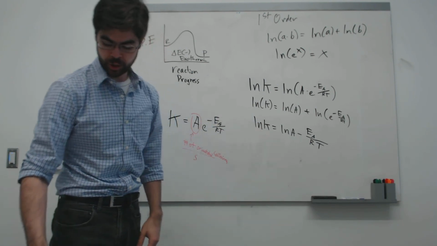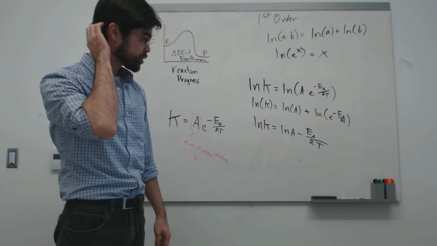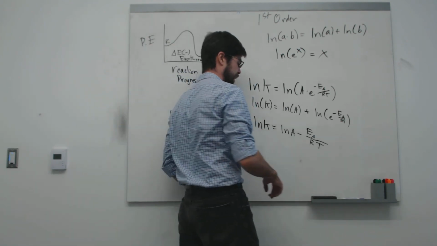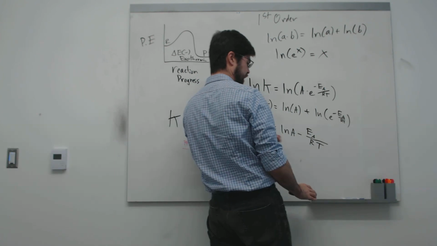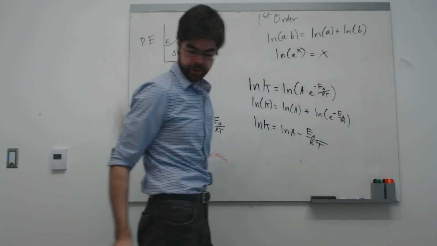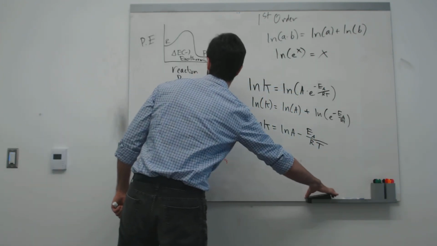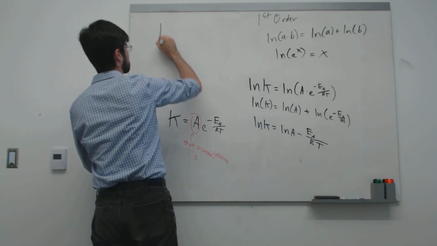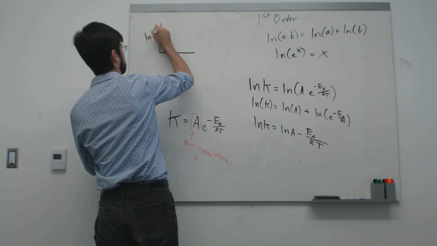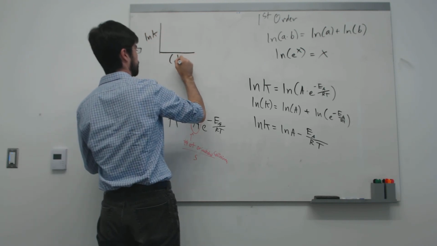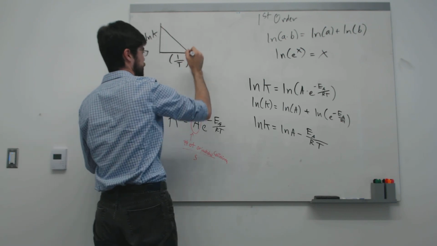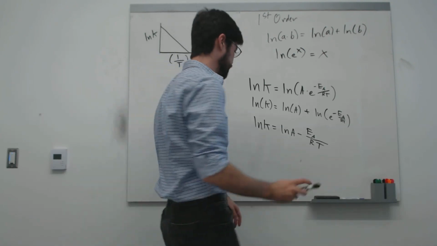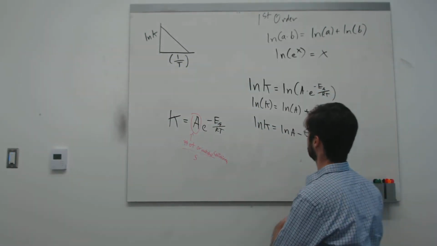Why is this equation useful? Well, if you measure the rate constant at various temperatures and you plot natural log of k versus 1 over temperature, you will get a straight line. So if I plot natural log of k versus 1 over the temperature, I get a straight line. Why do I get a straight line? Let me break this down a little bit here.